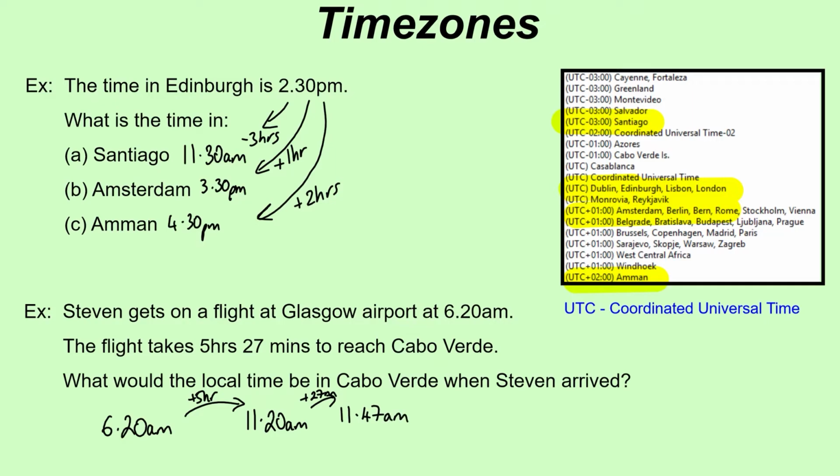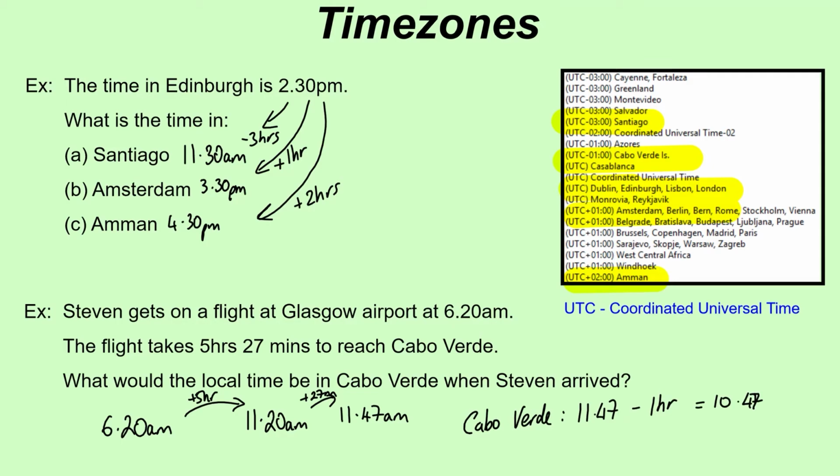Okay, now that would be the time in Glasgow, UK time. So that would be UTC, your zero time there. But if we're going to Cabo Verde, then we've got to find what's the difference in the time zone there. So Cabo Verde is here. So it's 1 hour behind. Okay, so 11:47 would be the time you would arrive in Cabo Verde, but that would be the UK time. The Cabo Verde time would be 11:47 minus 1 hour. So it would only be 10:47.